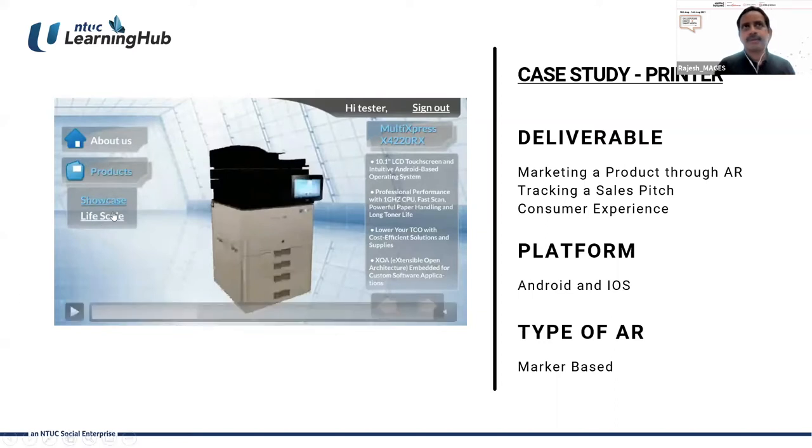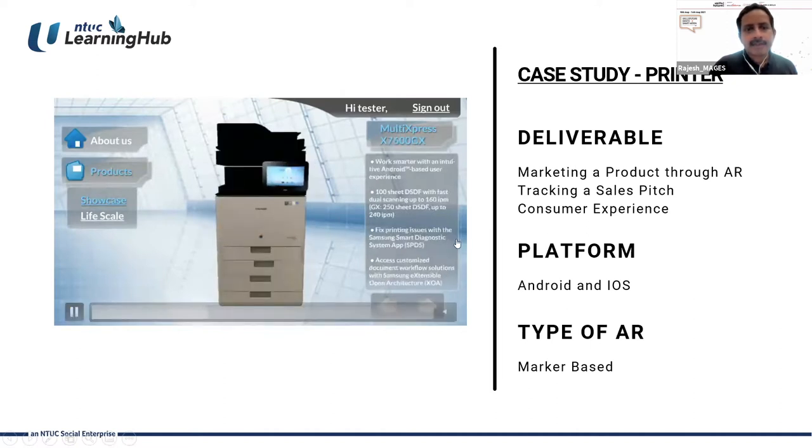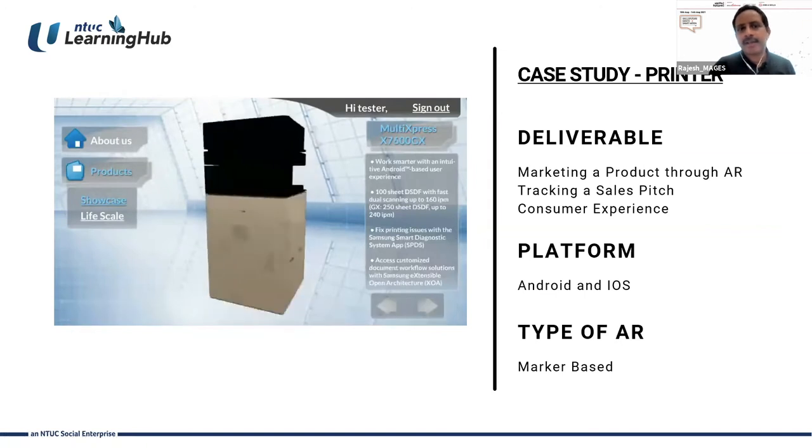And then one of the things that we have tested is, you can see on the left side right over here, there is something called showcase and live scale. Showcase is just to show how the product looks in a 3D mode. That means I can look around it and see how the product looks. My information is right over here, and the different types of printers that I have.